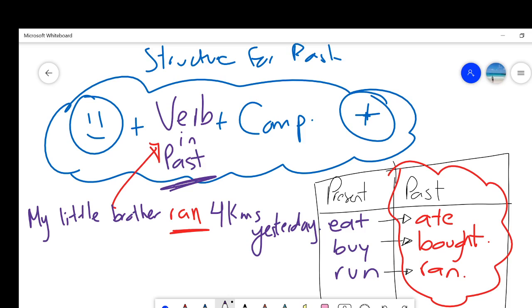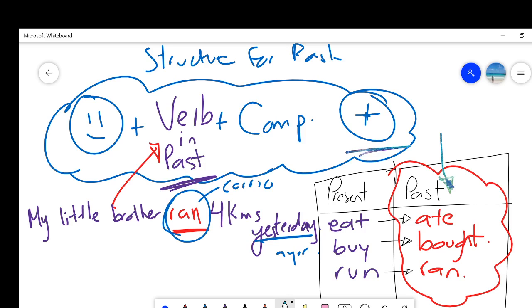Yes? What does that mean? ¿Qué significa? Mi pequeño hermano, mi hermano el más pequeño, corrió 4 kilometers yesterday, ayer. Corrió 4 kilómetros ayer. Es tiempo en pasado, entonces es en past, es en pasado. Yes? So in this case, as I was telling you, we are going to be using, vamos a estar utilizando these verbs that we have over here. Estos verbos que tenemos acá, que es su forma en pasada. Okay? That is an affirmation.